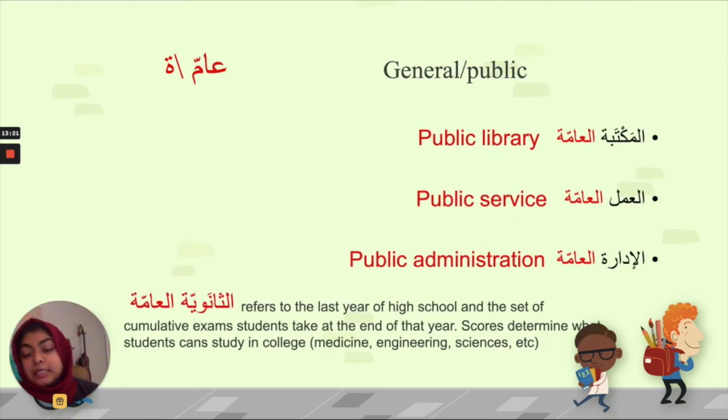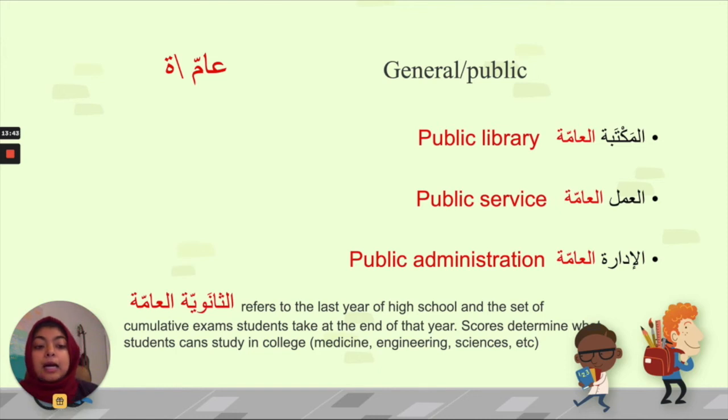عمة. Okay? This is different than the uncle, right? And amma is without the alif. This is amma with an alif. So it means general or public. So I gave you plenty of examples here that are also listed in your book. المكتبة العامة. So we have المكتبة العامة, the public library.